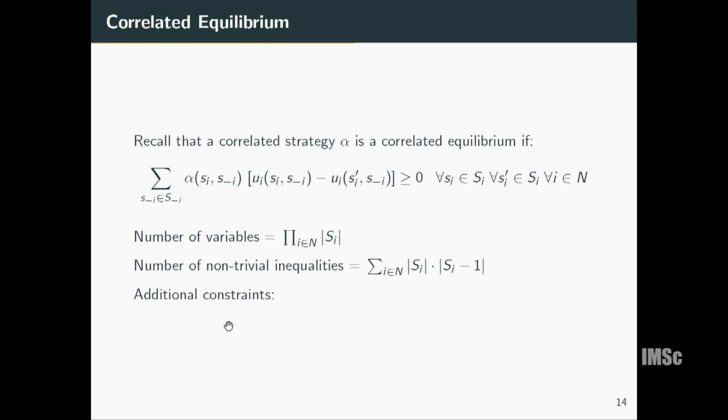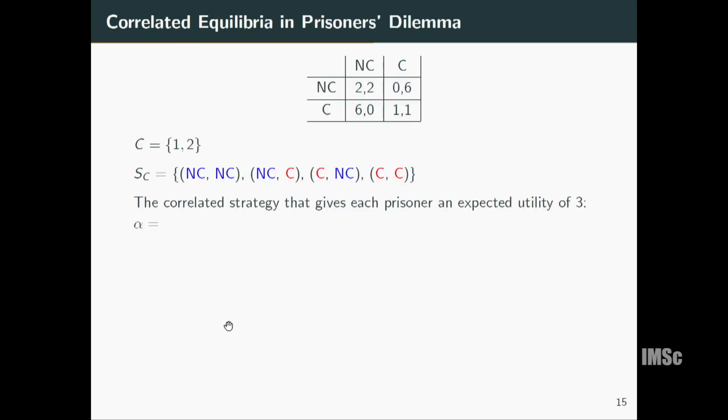Are you with me? Then you will have additional constraints, which are the non-negativity constraints, because alpha denotes probability, and the sum should be equal to 1. If you are able to solve this linear system, you get a correlated strategy equilibria. These are all linear systems, so again, not a hard thing. Again, just an example. I'll pass the slides and you can work out the things.